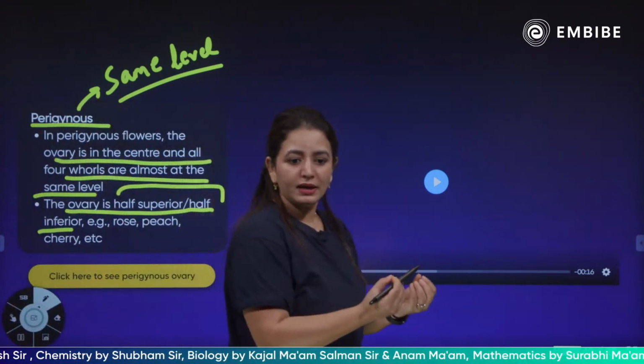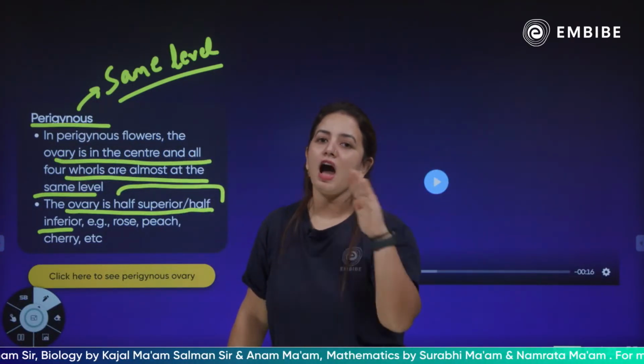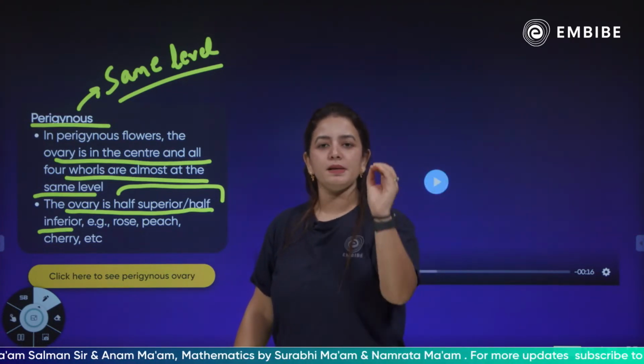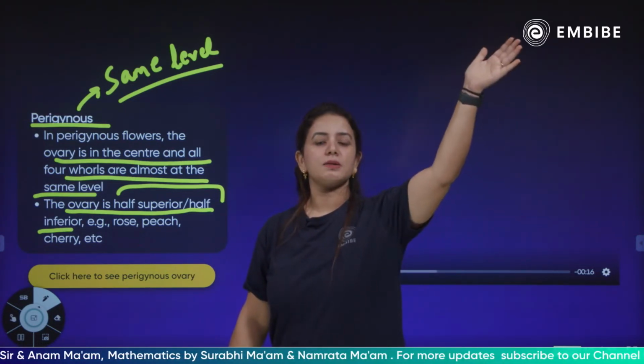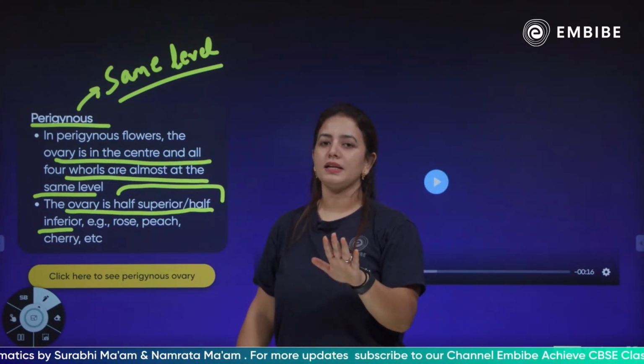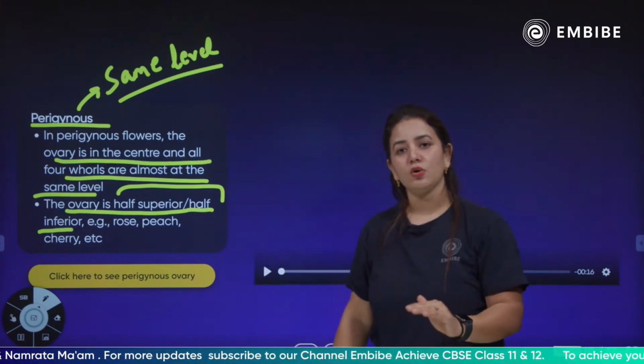Yes, it is not below it, it is not above it. So we are calling it a half inferior, half superior ovary. It is not superior to the other parts of the whorls, and not inferior to the other parts of the whorls. We are calling it a half superior and half inferior ovary.